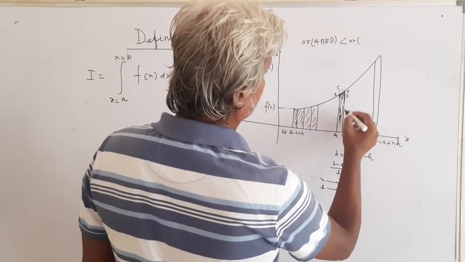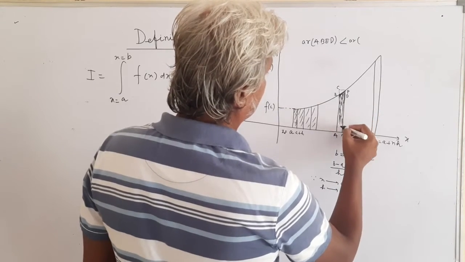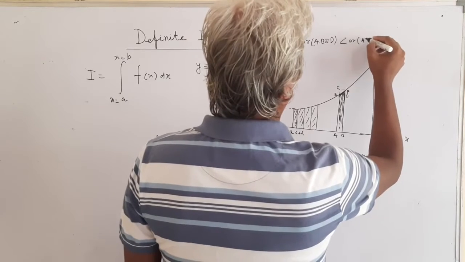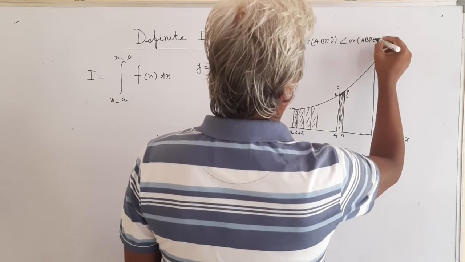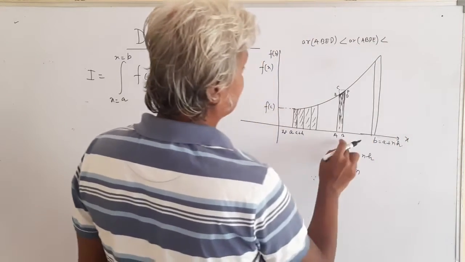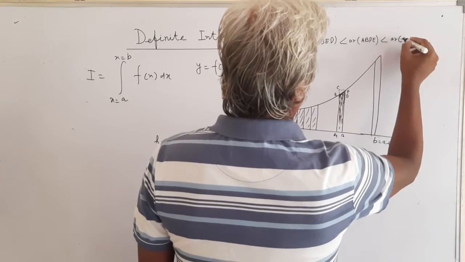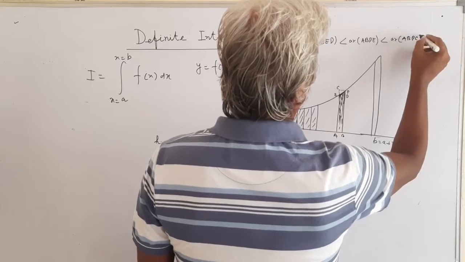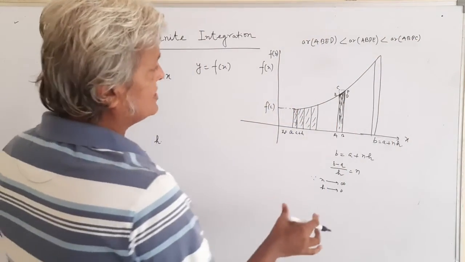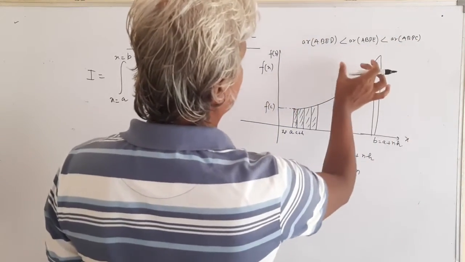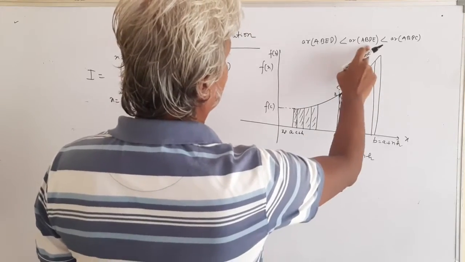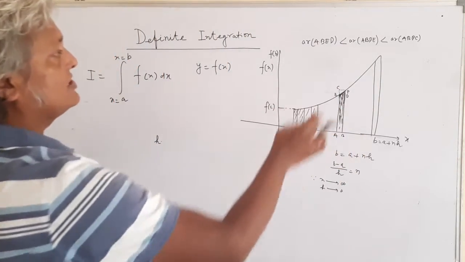This is what our focus is, ABPE. So ABPE is lesser than ABPC, area ABPC. So if you make everything so small, using the sandwich theorem, the area of this will be based on this rectangular strip idea.